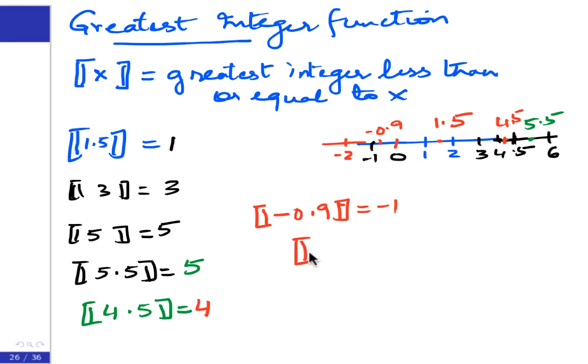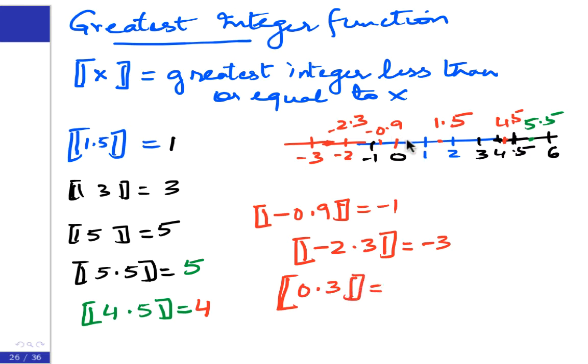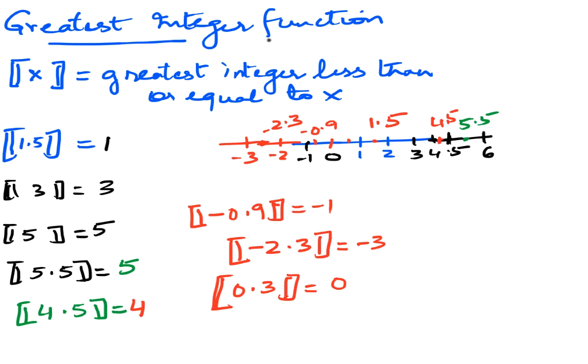What about minus 2.3? Okay, that means it lies between minus 3 and minus 2. So this is minus 2.3. So the greatest integer is minus 3. So that's how we get our greatest integer function. Now, if we draw the graph, so let's look at the graph here, guys. Let's pick one number also here. So 0.3. What about this one, guys? It's here. So the greatest integer is 0. So if I draw the graph of a greatest integer function, how will it look like?